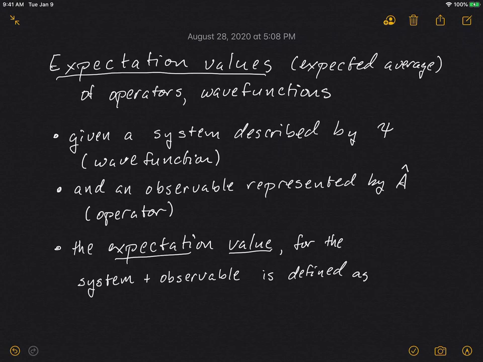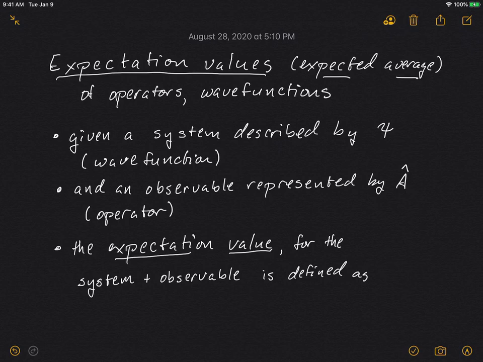For this video, we'll be discussing expectation values as well as eigenvalues and eigenfunctions. We'll start by discussing expectation values. Expectation values can also be thought of as the expected average value of operators and wave functions. So let's set this up somewhat carefully.